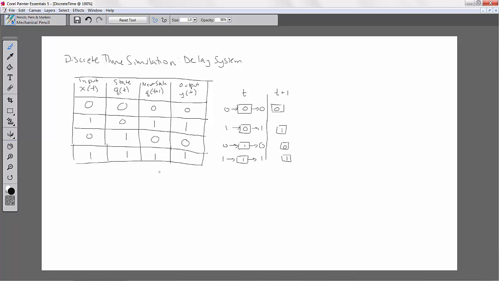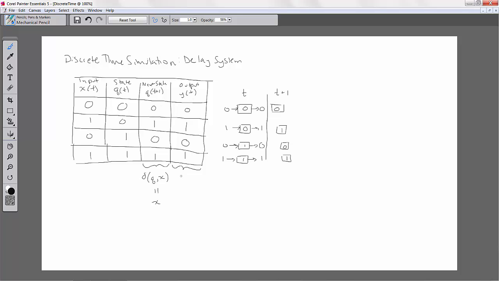Another way of representing this table is to define functions for these two columns. The next state column in this table we've described as the state transition function, or delta. In a general system, the delta function can be a function of the current state q and the current input x. In this particular case, it's clear that the next state is just equal to the current input. So the delta function is simply equal to x.